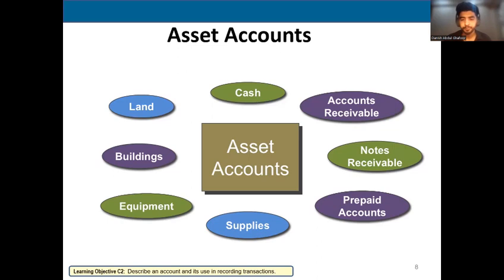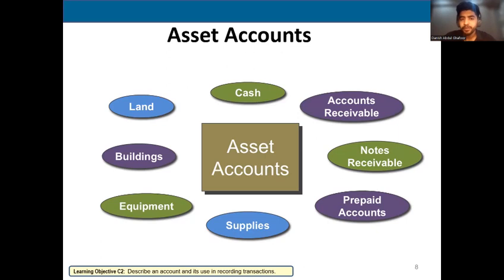Prepaid accounts. Prepaid accounts are your asset accounts once again. So prepaid is something like when you have paid in advance for a subscription or for your insurance, and you haven't received the service yet. So it's prepaid, okay? And prepaid is your asset because it will give you economic benefit in the future. Supplies, office supplies, of course, those are your assets. Similarly, equipment, building, land.